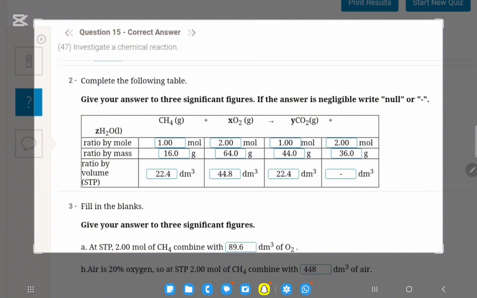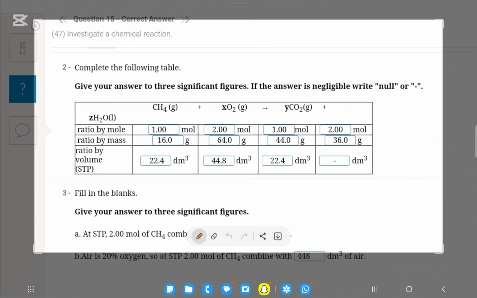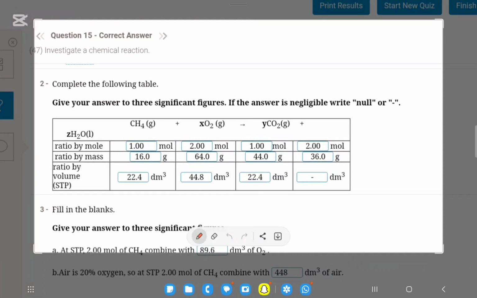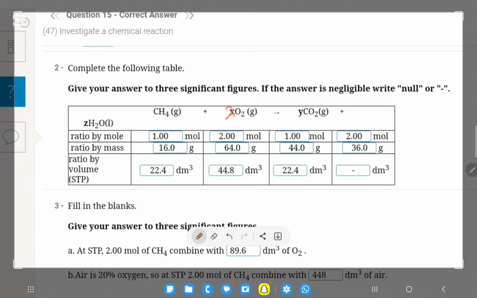In this one, they want us to give the ratio by moles, ratio by mass, and ratio by volume. If the answer is negligible, we put a dash or null. We have CH4 gas plus XO2. We got X is 2, Y is 1, and Z is 2. CH4 gas plus 2O2 gas produces 1 CO2 plus 2 H2O.